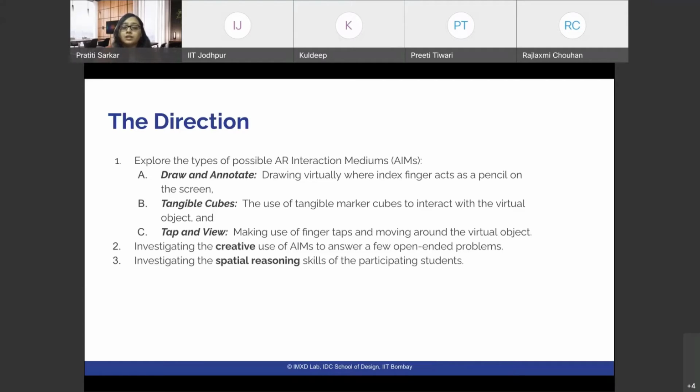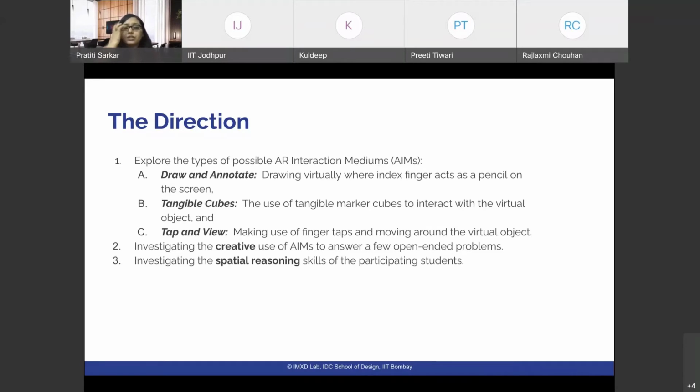the 3D object that is projected onto their real world, and they can draw and annotate on that. And by the way, all that we are doing is using a tablet, and this uses markerless AR technology, where the students need to first scan the space and a 3D object pops up. And on that, they do certain interactions and activities to go ahead with the learning process. So, with the AR interaction mediums, one was draw and annotate, where they use their index finger to draw on the screen.